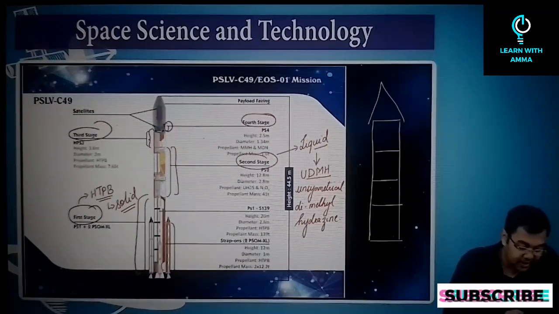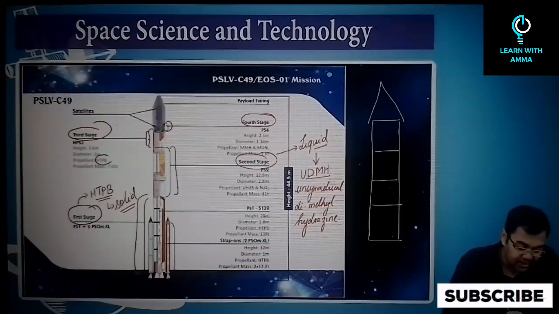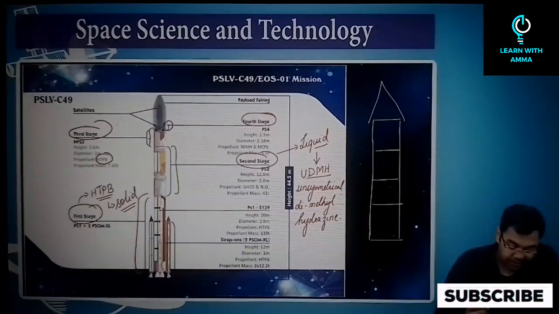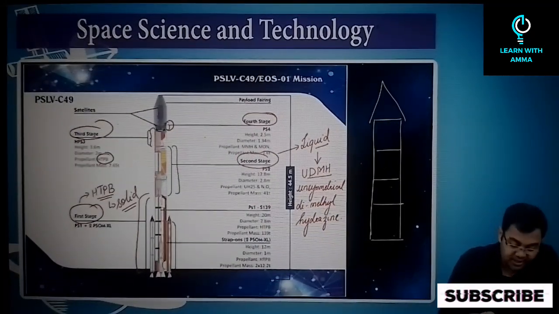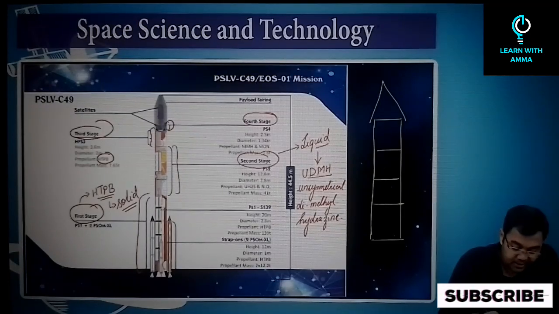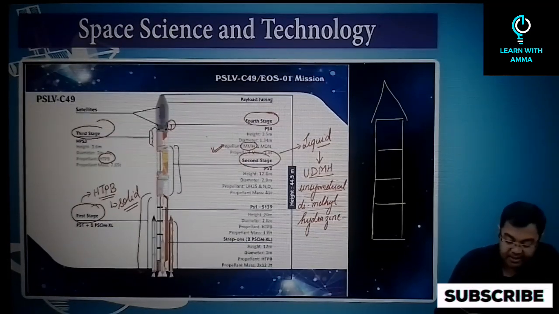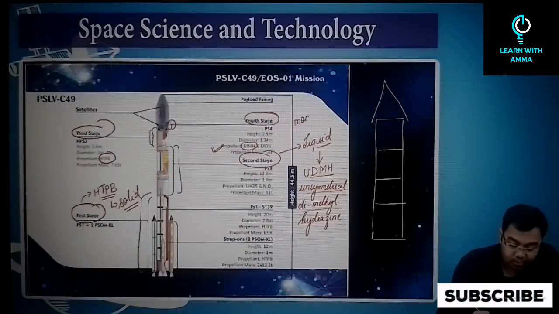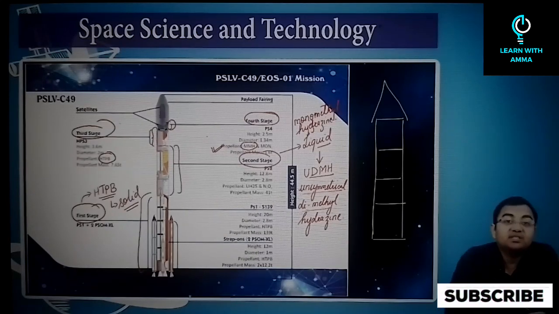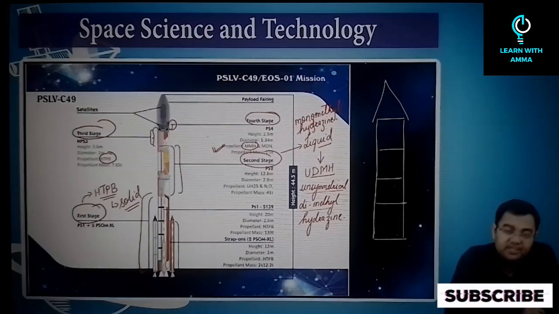Then after that we again have the third stage, where the propellant is again HTPB. Then when you go to the fourth stage, you have two propellants here. One is called MMH. MMH is nothing but monomethyl hydrazine. So instead of unsymmetrical dimethyl hydrazine, now you have monomethyl hydrazine. This is the fuel which is carried in the fourth stage.